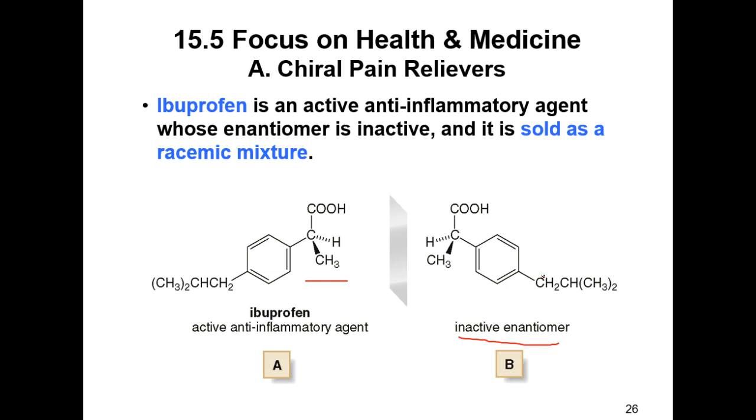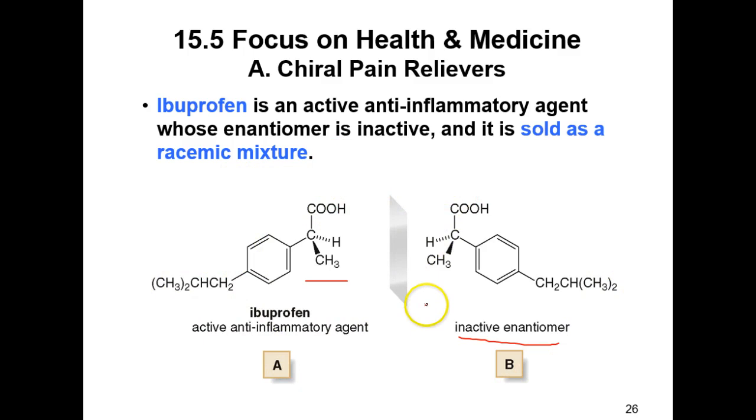pharmaceutical company is able to synthesize a drug and sell it. Okay, and they can sell it for a lot cheaper because for them it's pure profit. They don't have to pay for any of the R&D. So what pharmaceutical companies do is they get a patent, especially ibuprofen, because you can sell it in the racemic form. So they sell it in the racemic form.